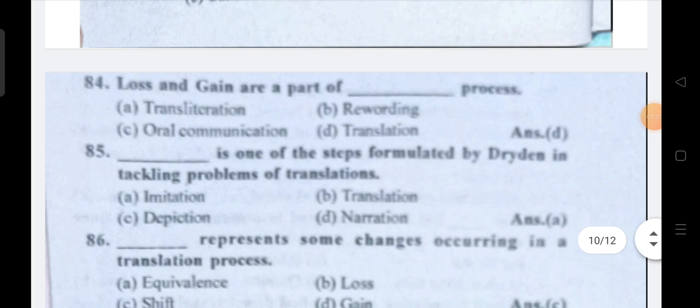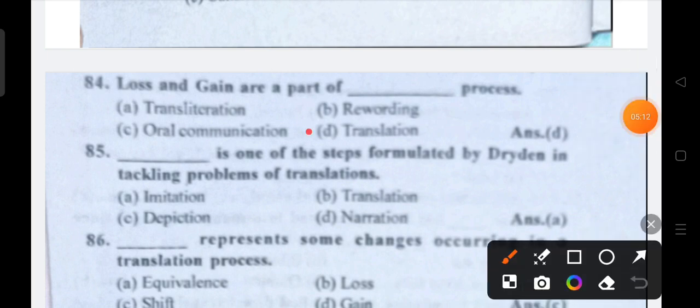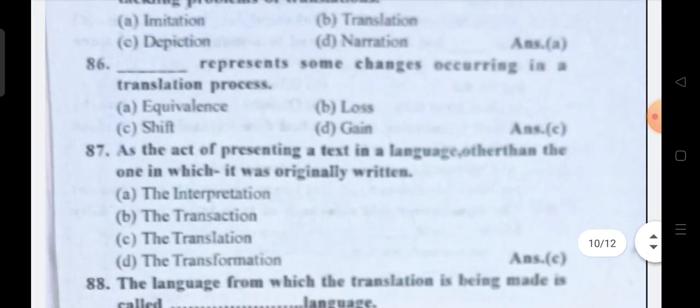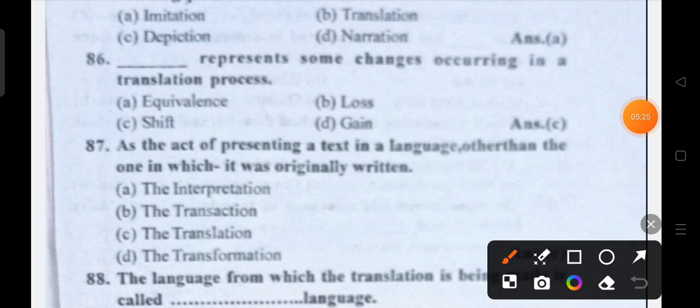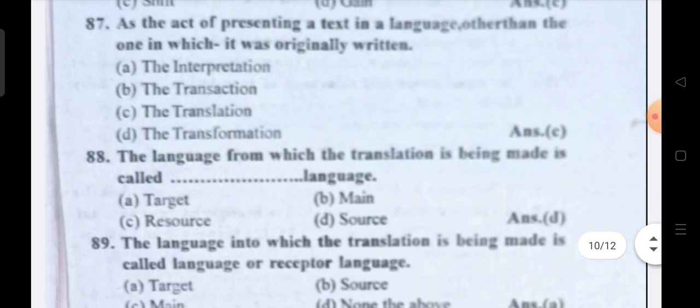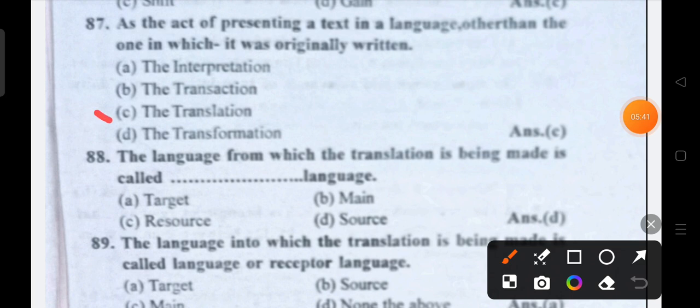Loss and gain are a part of translation process. Filling the blanks is one of the steps formulated by Dryden in tackling the problem of translation. The answer is A, imitation. Filling the blanks represents some change occurring in a translation process. Answer is C, shift. As the act of presenting a text in a language other than the one in which it was originally written. The answer is C, translation.